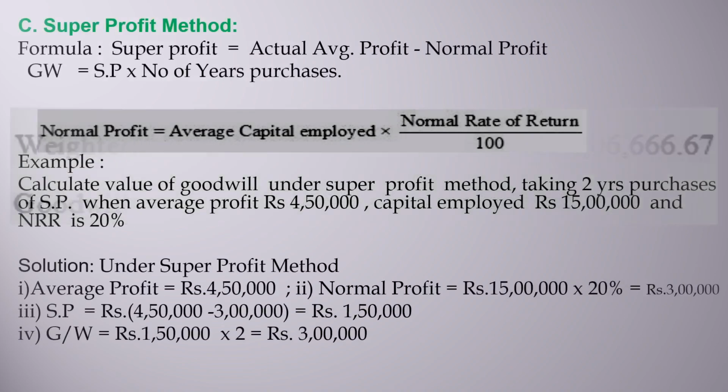This one was also explained. Now the super profit method: the excess over normal profit is called super profit. Under the super profit method, goodwill also may have to be calculated, and in the last class we already explained it. The formula is goodwill equals SP, that is super profit, into number of years' purchase. Super profit is actual average profit minus normal profit. Sometimes normal profit may not be given, so you can calculate it as average capital employed into normal rate of return divided by 100. That problem was also explained here.